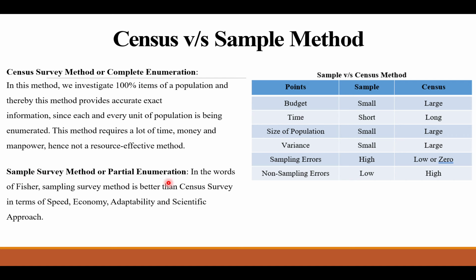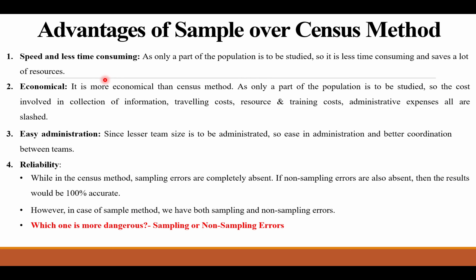And then what is the sample survey method, or we call it the partial enumeration method. In the words of Irving Fisher, the sampling survey method is better than census survey in terms of speed, economy, adaptability, and scientific approach. Then what are the advantages of sample over census method? First, speed: sampling methods are less time consuming and very fast. Then economical, it is less costly. Then easy administration, since a smaller team size is to be administered, so it is easy in administration and there is better coordination between teams.